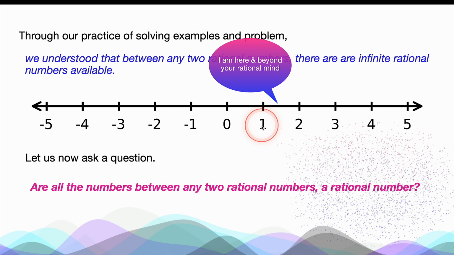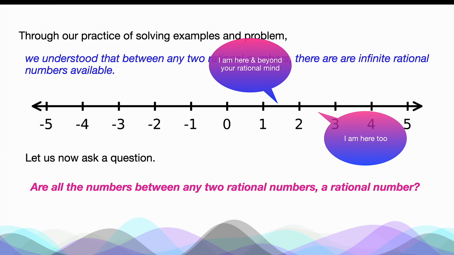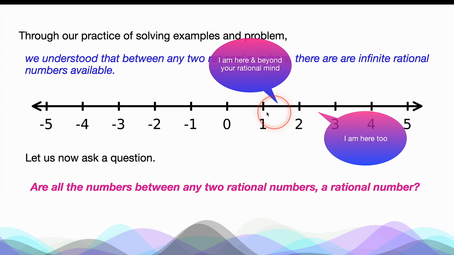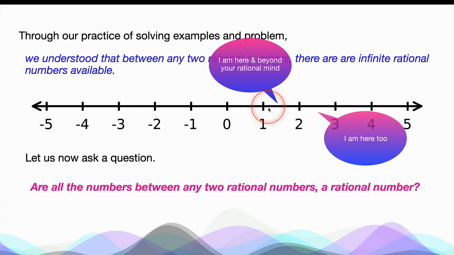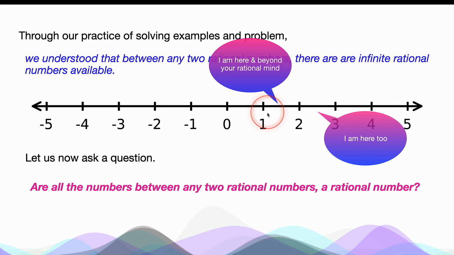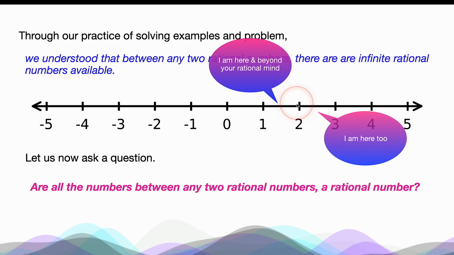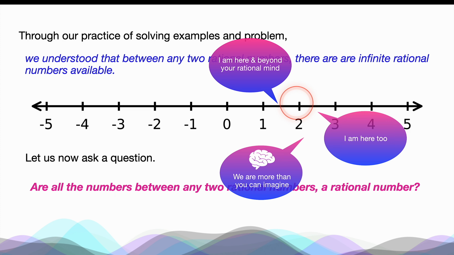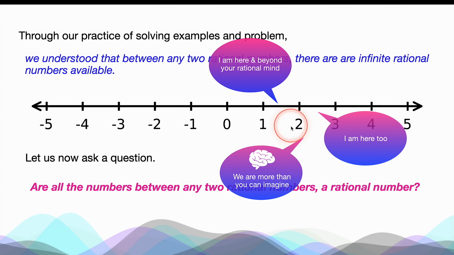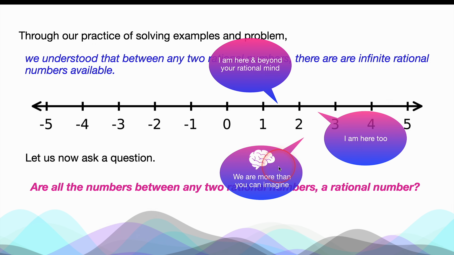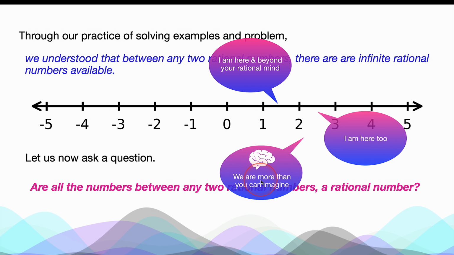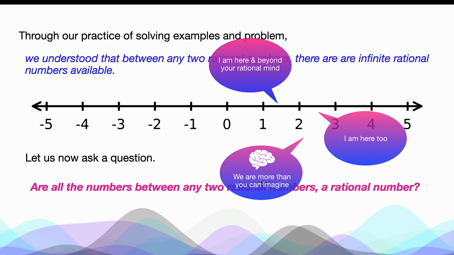right? But the truth is that you pick any 2 points in the number line, there are numbers which are not rationally sensible. Okay, so they are far more than what we can imagine actually, right? It is in a way far more than what we can imagine about it.